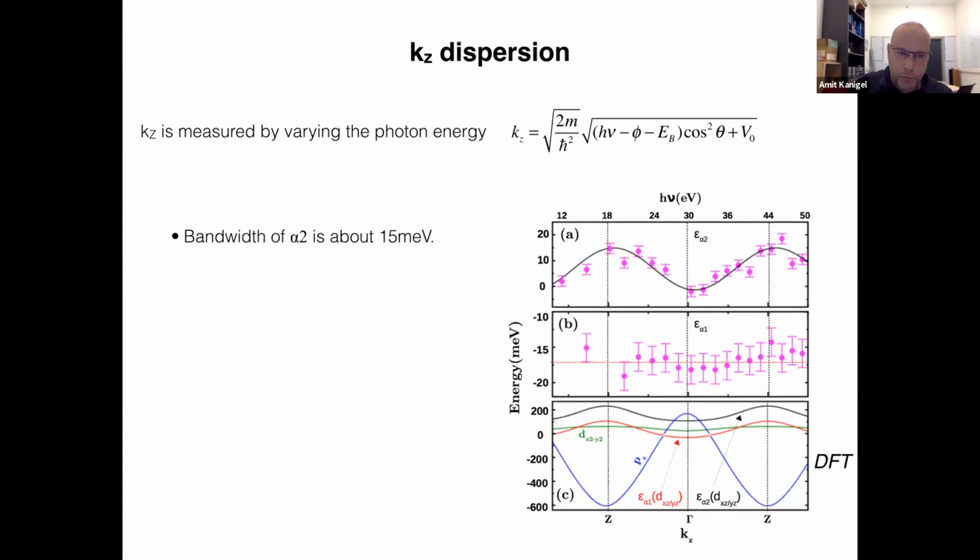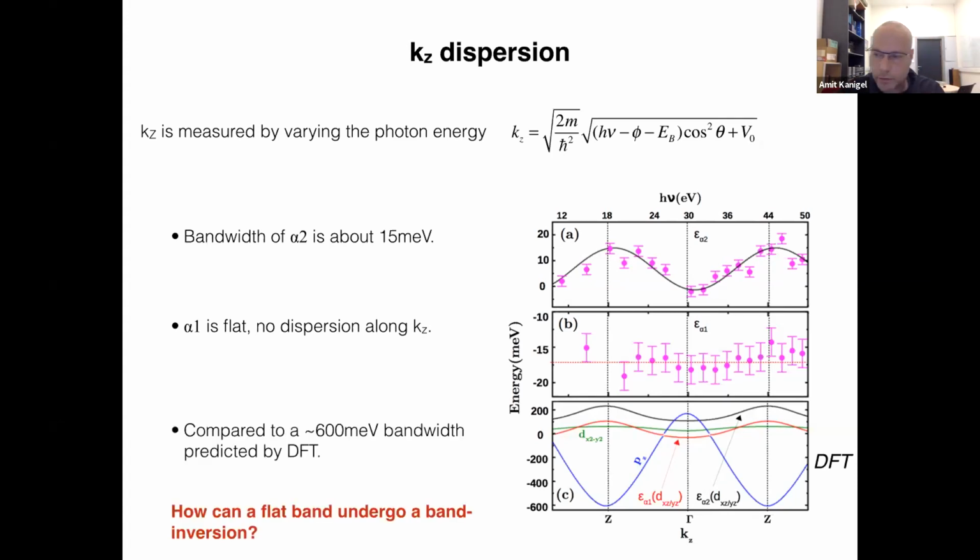The situation is even worse for this alpha 1. Alpha 1 is completely flat. So within our momentum resolution, I would say that there is no dispersion along KZ for this alpha 1 band. And to see how unusual this is, you have to compare it to this DFT calculation shown here, where this alpha 1 is expected to have a bandwidth of about 600 millielectron volts.